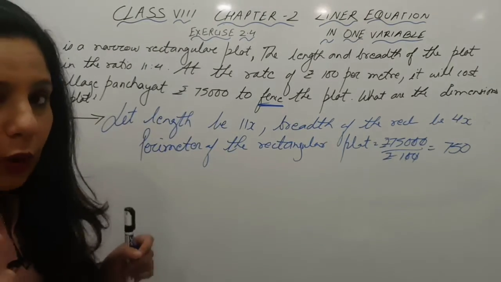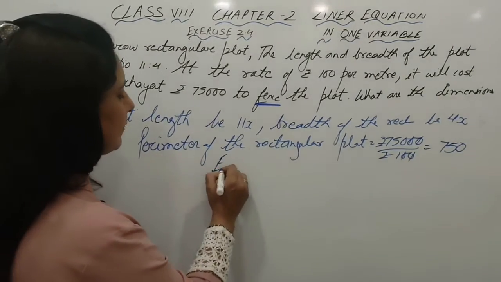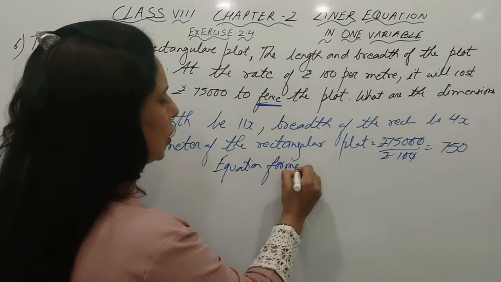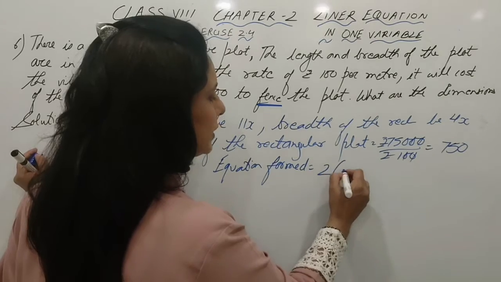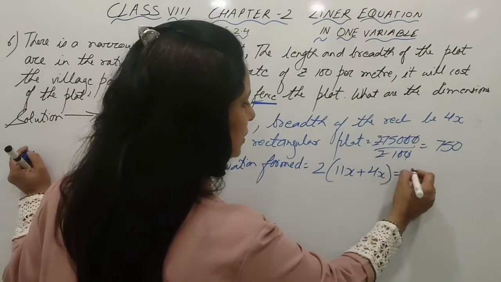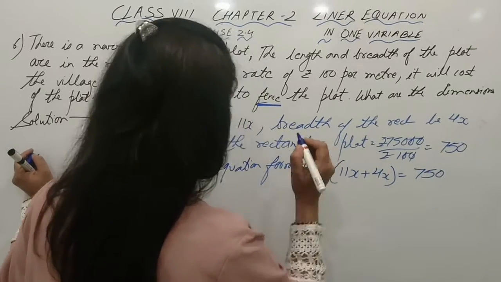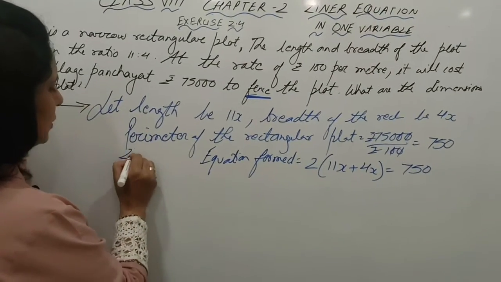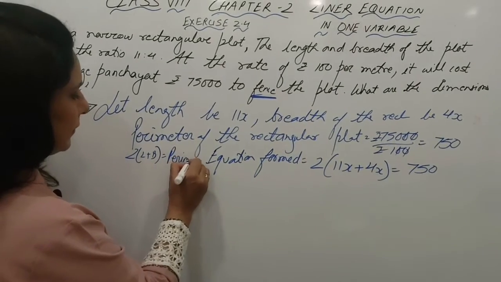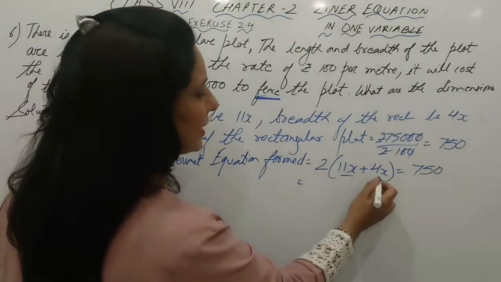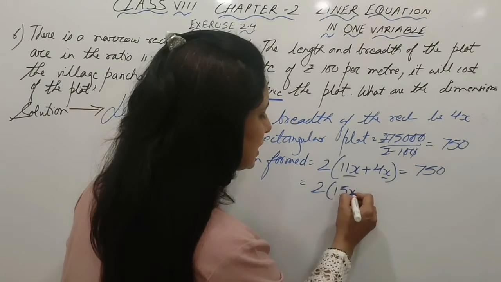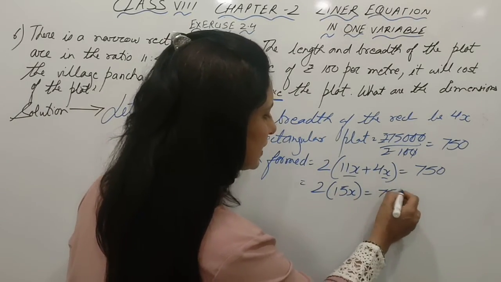So now how are we going to form the equation? Equation formed is twice of length plus breadth is equal to 750. We can write it here: twice of L plus B is equal to perimeter. Now 11x plus 4x is what? 15x. So twice of 15x is equal to 750.